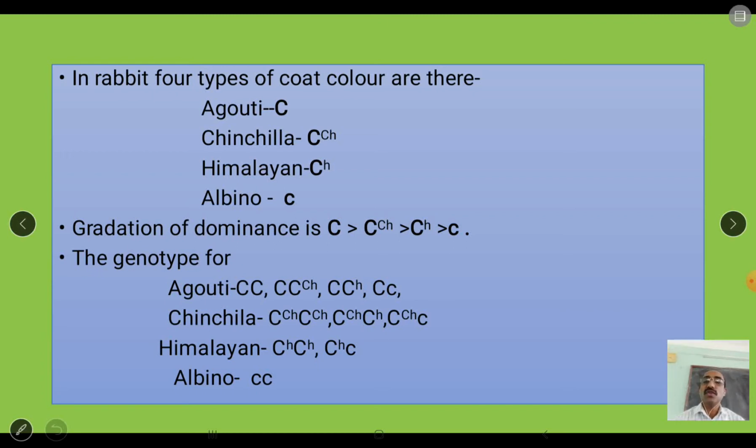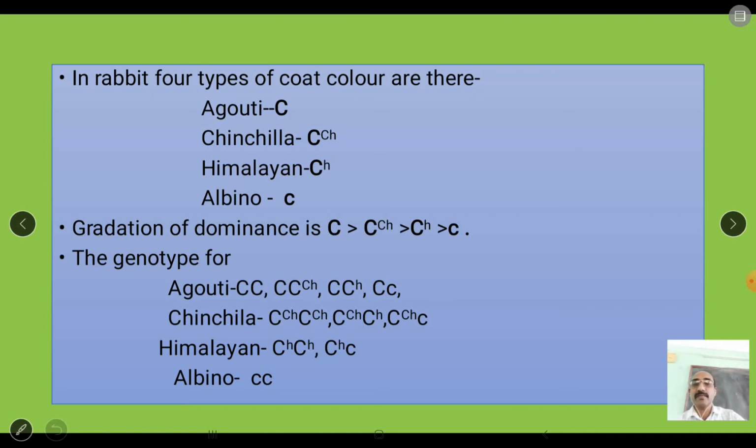So, the genotype of agouti will be CC, Cc^ch, Cc^h, Cc. Chinchilla would be c^ch c^ch, c^ch c^h, c^ch c. Himalayan would be c^h c^h, c^h c. Albino will be small c, small c. Got it? So, this is an example of multiple allelism.